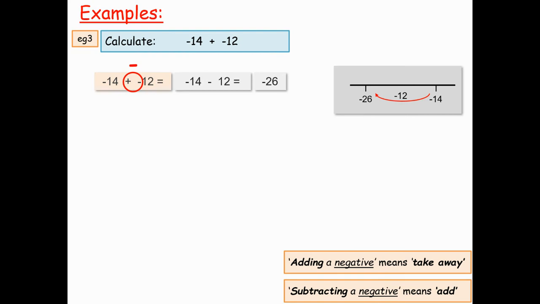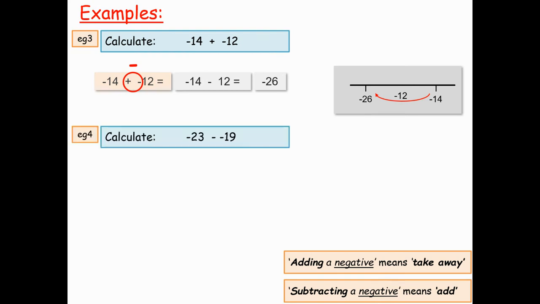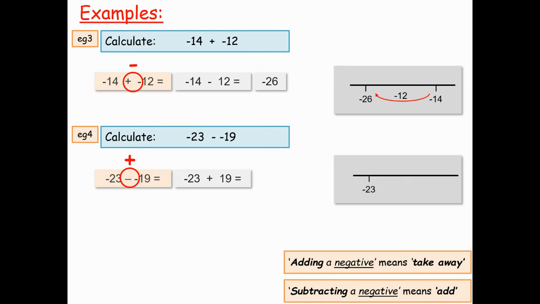Okay, so you're going to get a bigger negative number. All right, minus 23 minus minus 19. Okay, well, minus minus next to each other becomes a plus, and that becomes minus 23 plus 19. So we start at minus 23 and we're going to add 19. So using our number range, we're going to go 19 steps to the right, okay? And that becomes minus 4 as my answer.